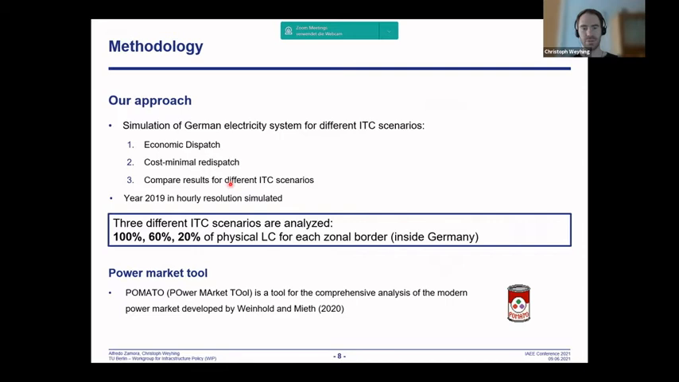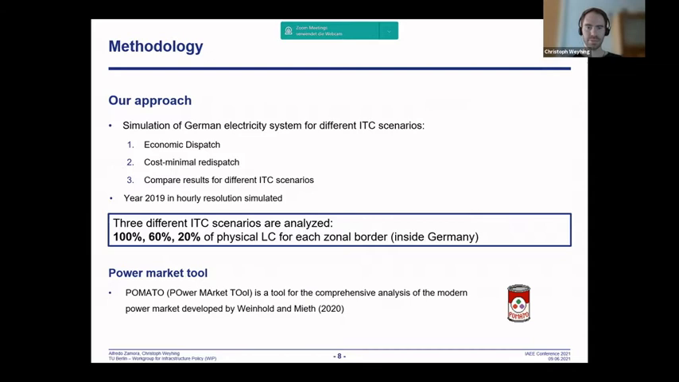We simulate the year 2019 in an hourly resolution, and we have three different scenarios. So in each of the scenarios, 100%, 60%, and 20%, we take this share of the physical line capacity between the zones and give it to the day ahead market as exchange capacity between the zones. So it's a fixed value, and this is true for the borders inside Germany. And we perform the simulation with the power market tool called Pomato, which was developed by Richard Weinhold and Robert Mieth in 2020.